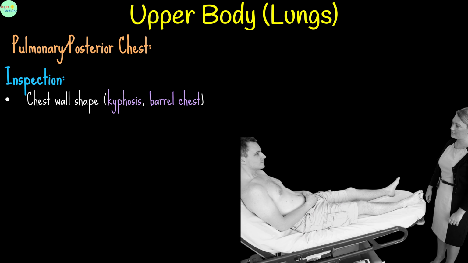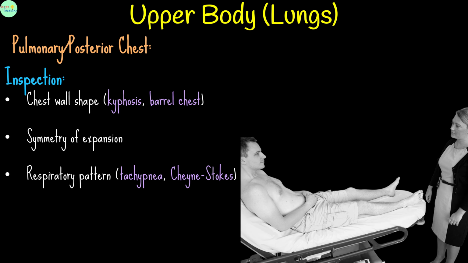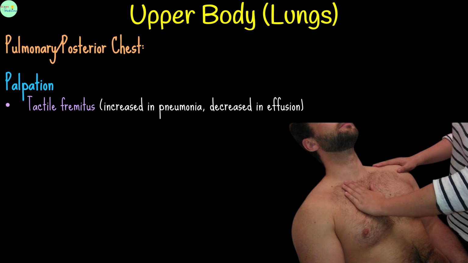Moving to the lungs and the back of the chest, begin with inspection of the chest wall shape for abnormalities. Check that both sides expand equally with a breath, and observe the breathing pattern for increased rate or abnormal rhythms. On palpation, assess for vibrations felt on the chest wall when the patient says a phrase like 99.